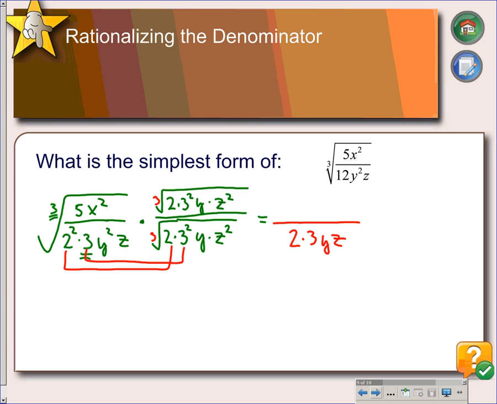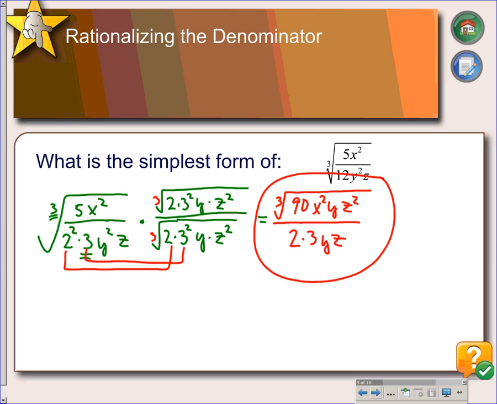5 times 2 is 10. 3 squared is 9. So 10 times 9 is 90. I still have cube root of 90 in the numerator. With the variables, you put them in alphabetical order, so I have x squared, a y, and a z squared. This is simplified form. I know it doesn't look any simpler, but by definition, it is simpler. And we should combine the 2 and the 3 here to give us 6. You're not allowed to have radicals in the denominator. And that concludes lesson 6-2.